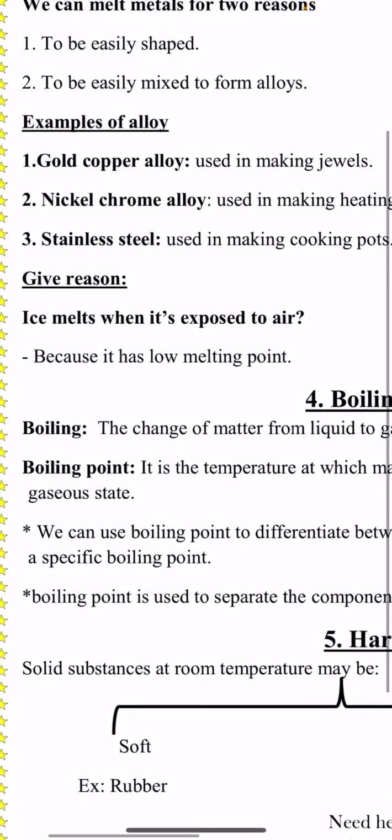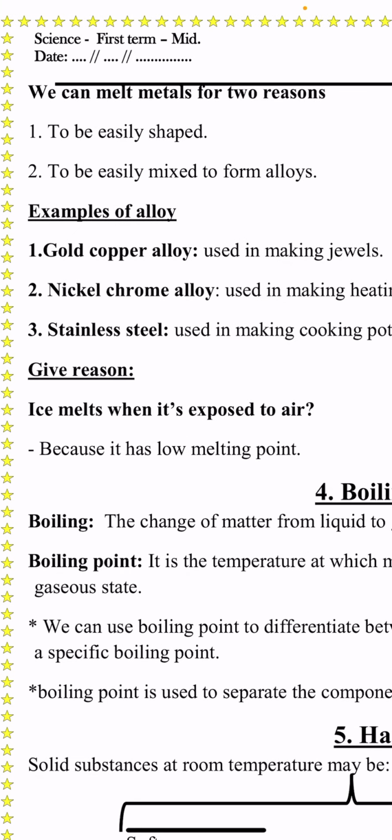We can melt metals for two reasons: to be easily shaped, and to be easily mixed to form alloys. Number one, to be easily shaped. If we have a metal like gold and we want to make a ring, bracelet, necklace, and many other things from it, we can melt gold to be easily shaped. And to be easily mixed. Can I mix it with another material? Yes, I can mix gold with copper to form an alloy.